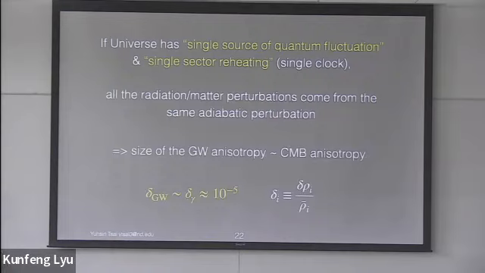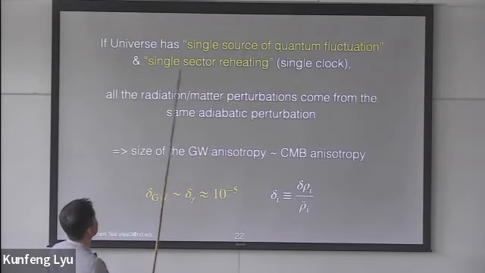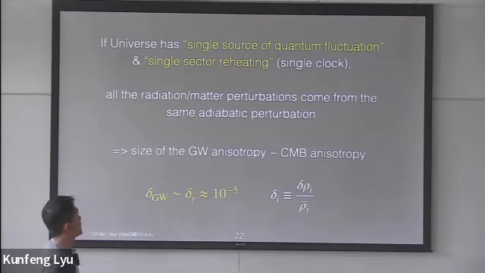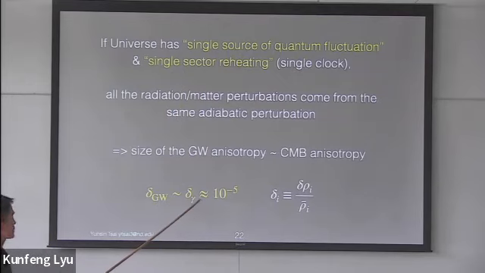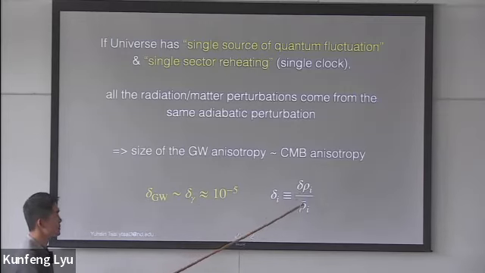From this, we can already know that if there's a single clock, meaning that there's a single source of the quantum fluctuation and a single reheating process, then the size of the gravitational wave fluctuation should basically be the same as the size of the fluctuation of the photon. Here let me parameterize delta as the delta energy density over energy density. So far so good.